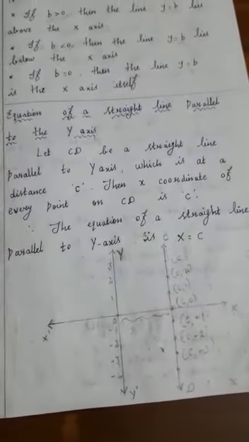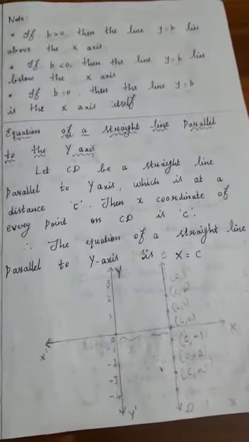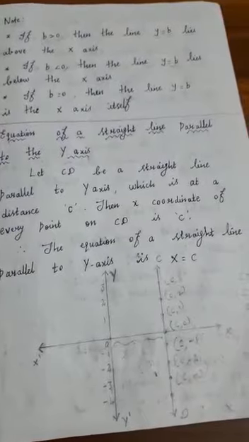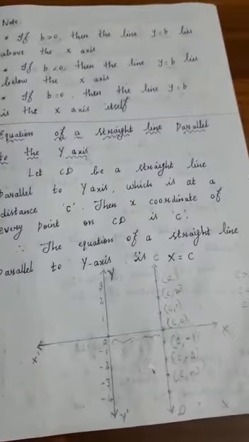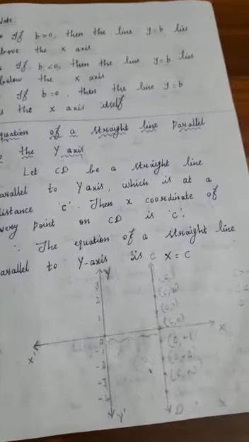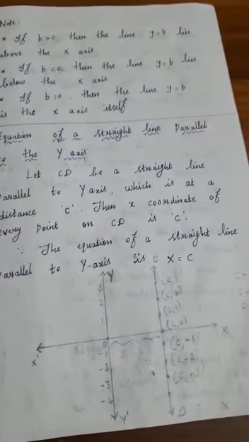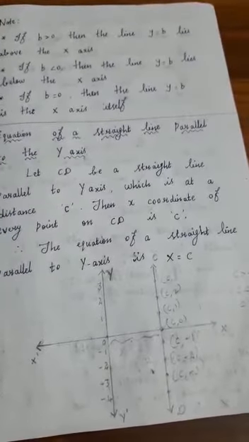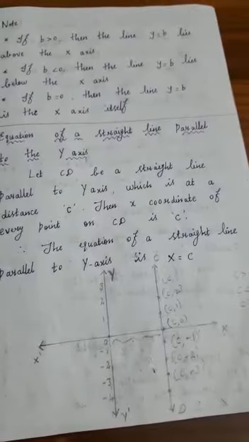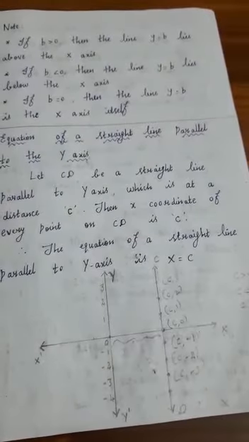Now let us see the equation of a straight line parallel to the y-axis. Already we learned, if a straight line is parallel to the x-axis, what is the equation? Y is equal to b. Y is equal to b means the y coordinate of every point will not change. So if you consider the distance, the y coordinate b means every point will be at distance b only.